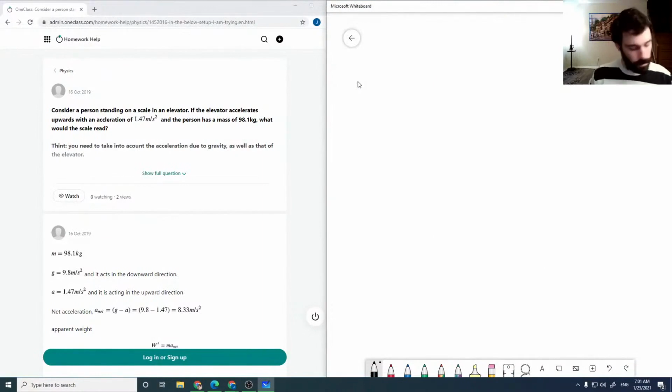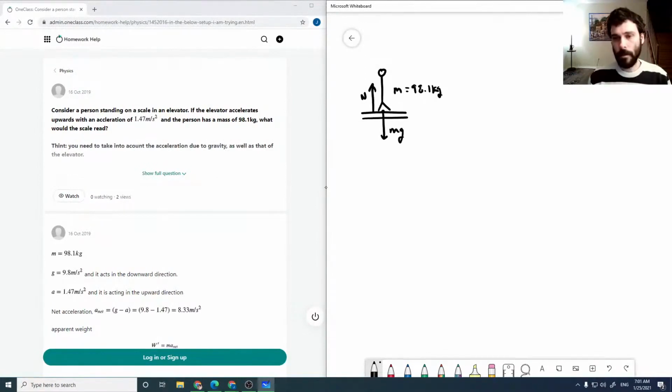So now we've got a person standing on a scale, not a scale, in an elevator I should say. So their mass is 98.1 kilograms. Before it moves, the only forces are mg and a normal force. The normal force is from the scale.